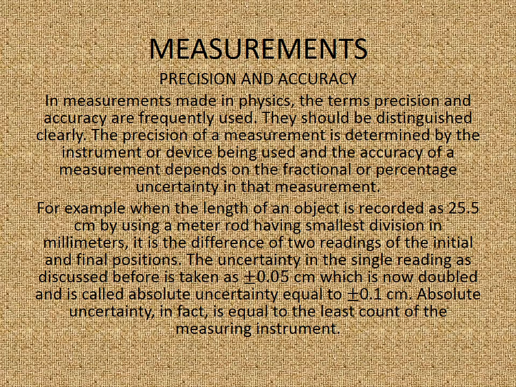For example, when the length of an object is recorded as 25.5 cm by using a meter rod having its smallest division in millimeters, it is the difference of 2 readings of the initial and final positions. The uncertainty in the single reading, as discussed before, is taken as ±0.05 cm, which is now doubled and is called absolute uncertainty, equal to ±0.1 cm. Absolute uncertainty in fact is equal to the least count of the measuring instrument.